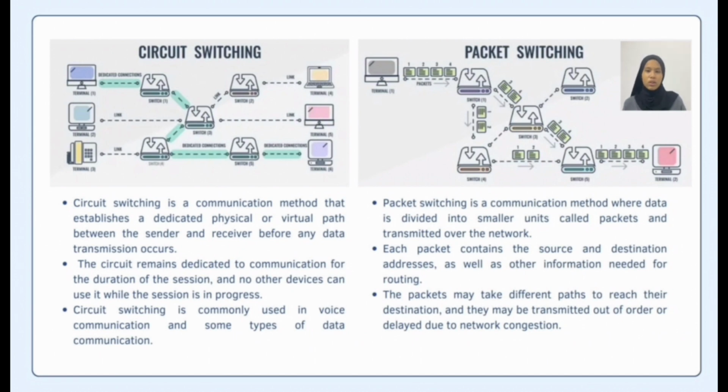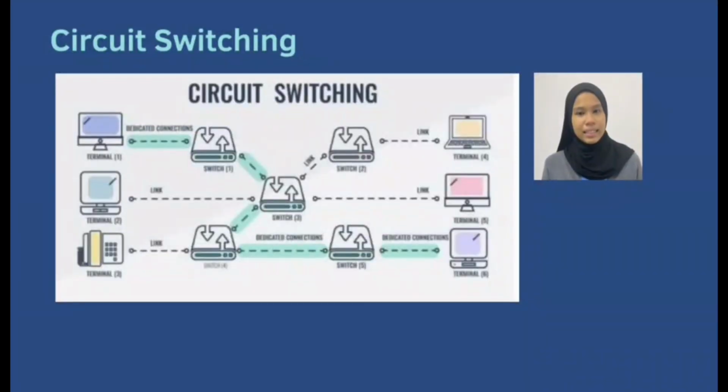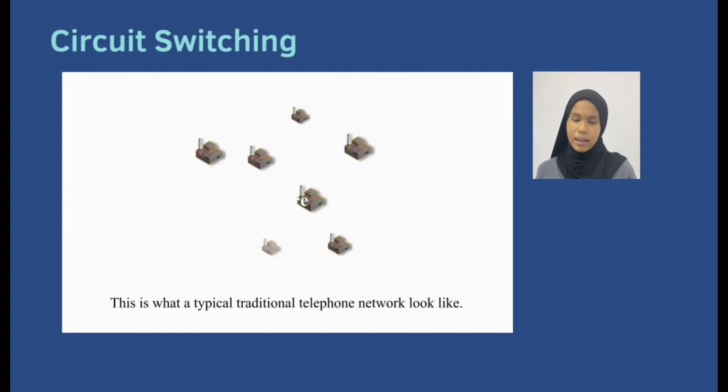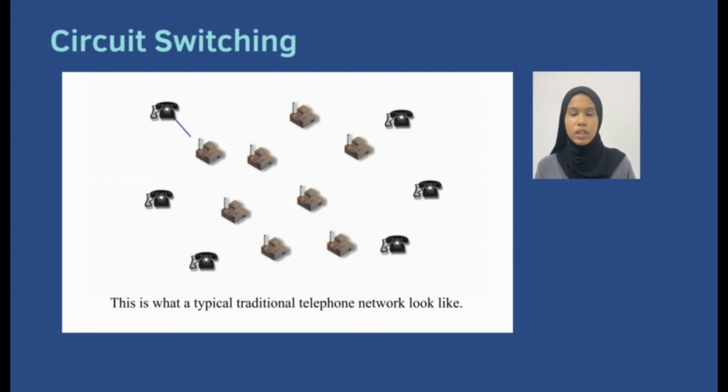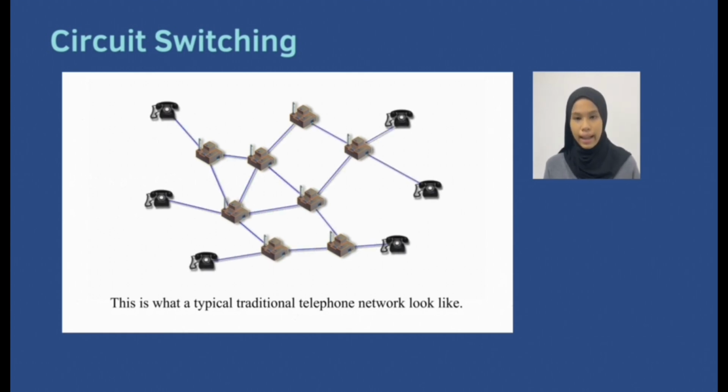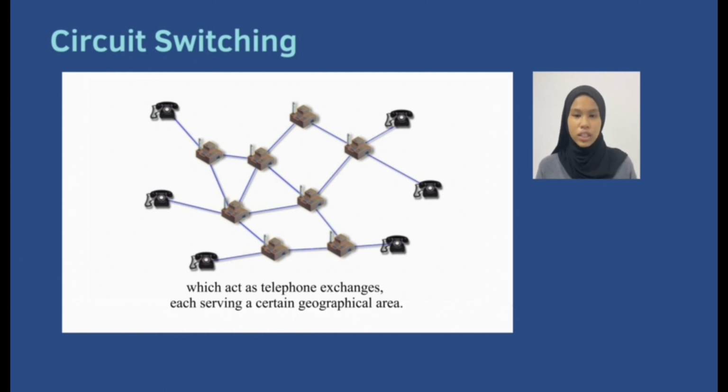Let's see how circuit switching works by using the old traditional telephone call, also known as the Public Switched Telephone Network (PSTN). This is what a typical traditional telephone network looks like. The PSTN network is connected through central offices, which act as telephone exchanges, each serving a certain geographical area.